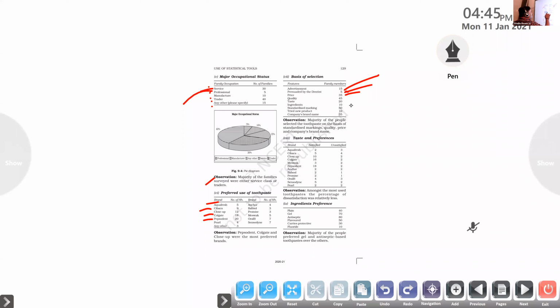Next one, related with the price. Some people purchase on that basis. Quality of the product, taste of the product, ingredients added in that product, standardized marking, trying new products, 10 are ready to do that. Company's brand name, 35 are going for that brand name. Clear or not? Okay, so you observe that. Observation: the majority of the people selected the toothpaste on the basis of standardized marking, quality, price, and company's brand name.